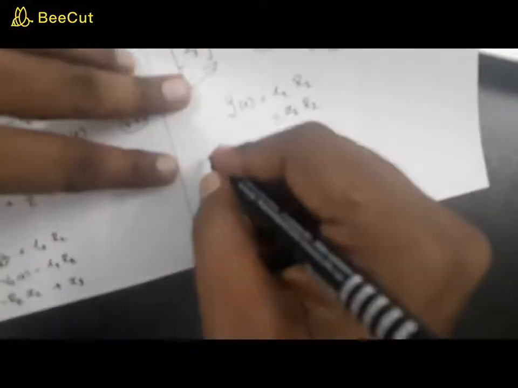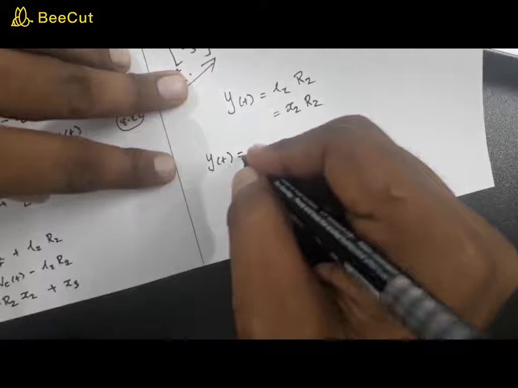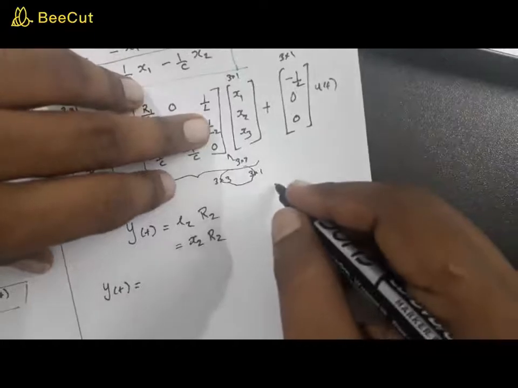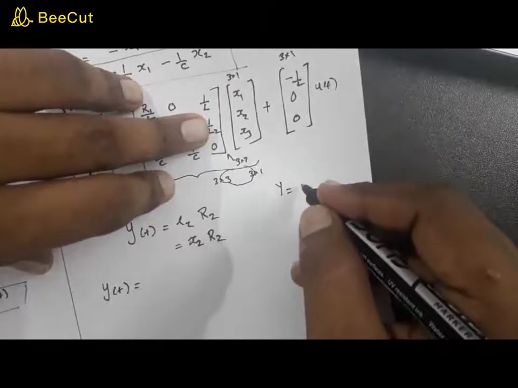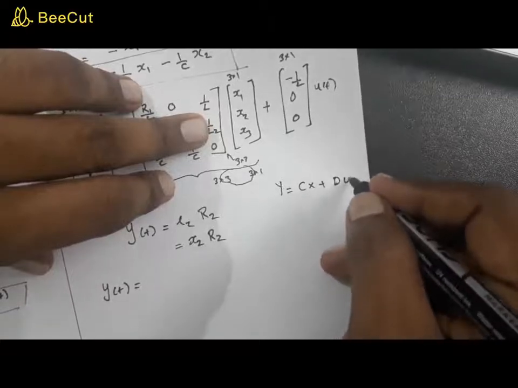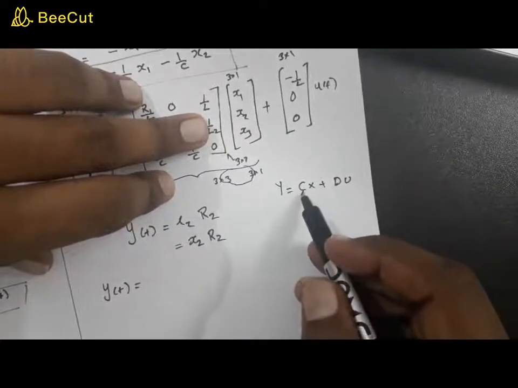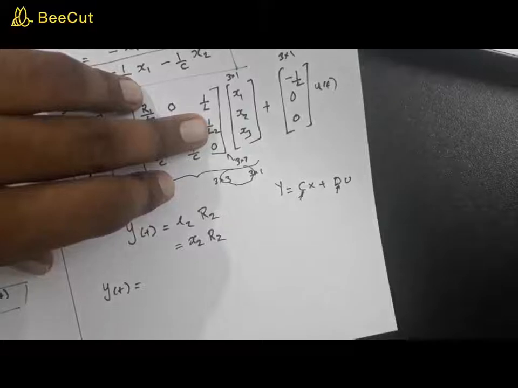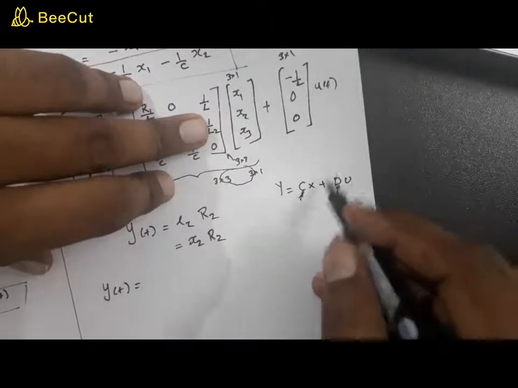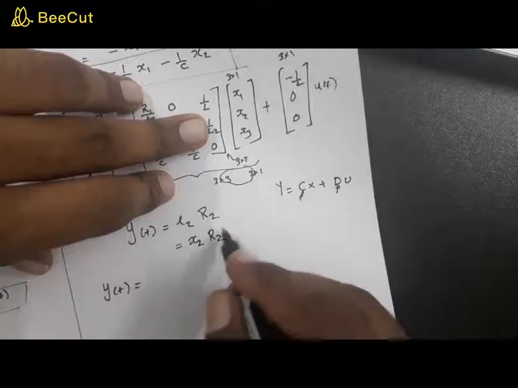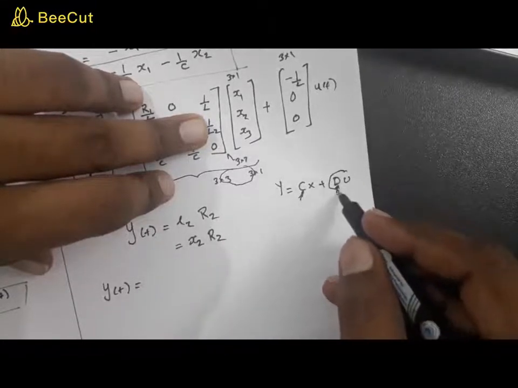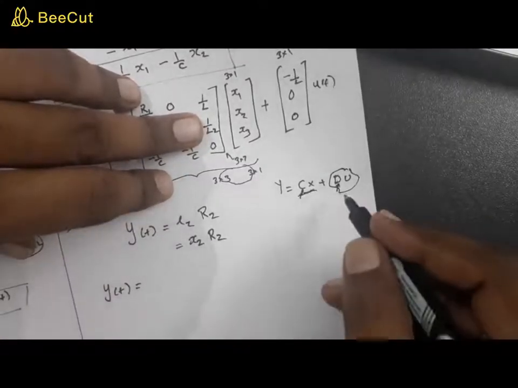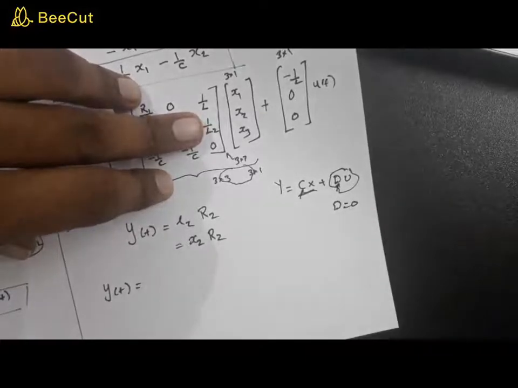Now what is the format of the output equation? This is Cx plus Du, where C is the output matrix, and D is called the coupling matrix. Anyway, we can see that D is 0 because there is no direct coupling from input to output, so you don't have to worry about this part. So the output equation for this circuit is of the form Cx, D is equal to 0 in this case, right?